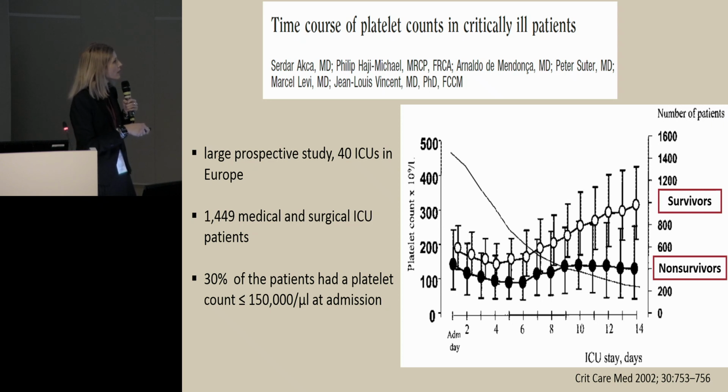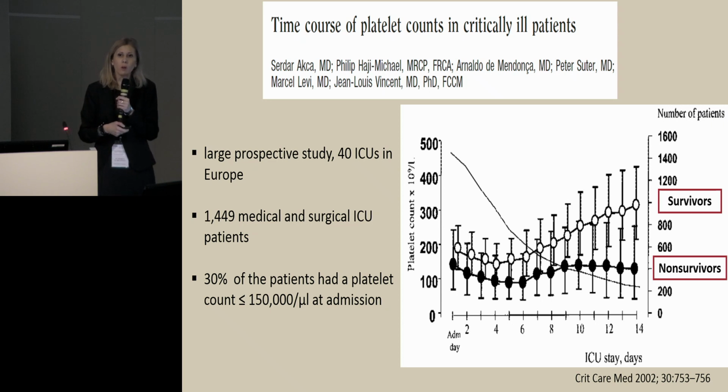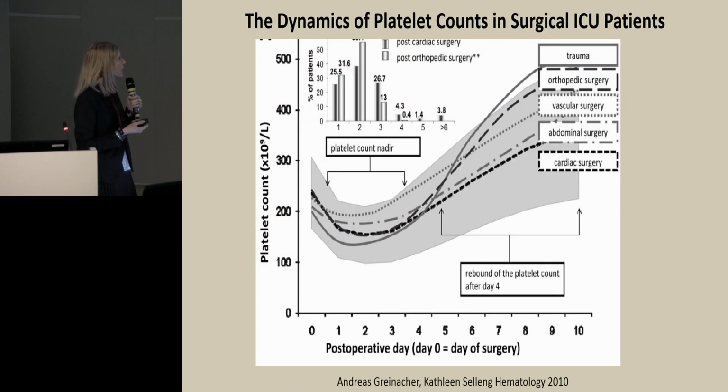In non-survivors, this increase in the platelet count is non-sustained, and as you can see here, the platelet count is predictive of patients' outcome in ICU. Non-survivors will always have lower platelet counts compared to survivors. One cause of thrombocytopenia in ICU patients is surgery.